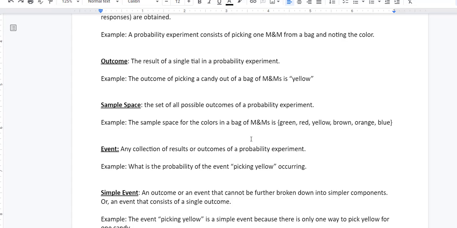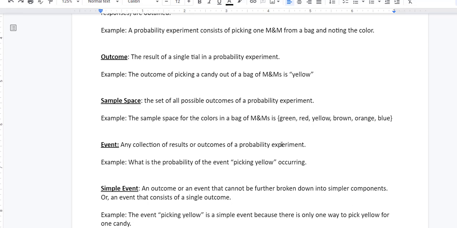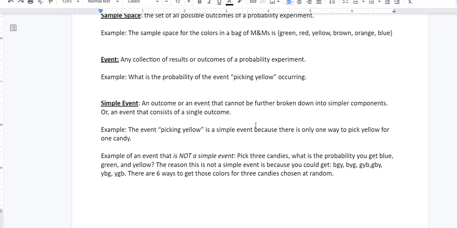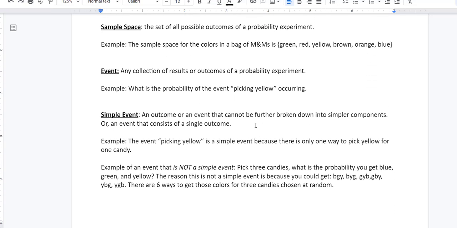Sample space is the set of all possible outcomes of a probability experiment. Back to our M&M example, the sample space will be all the colors in the bag of M&Ms. For regular M&Ms, green, red, yellow, brown, orange, and blue are the colors in the bag. An event is any collection of results or outcomes of a probability experiment. Oftentimes this is attached with the word probability: what is the probability of the event picking yellow occurring? The event is picking yellow, but often we want to know the probability of that event.